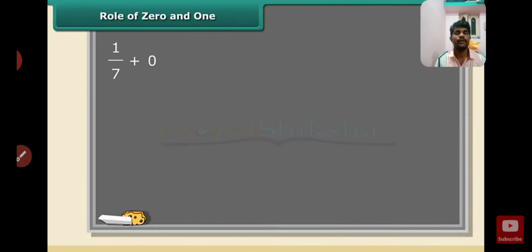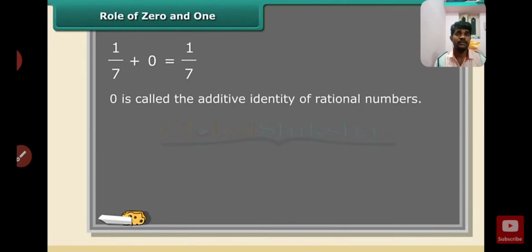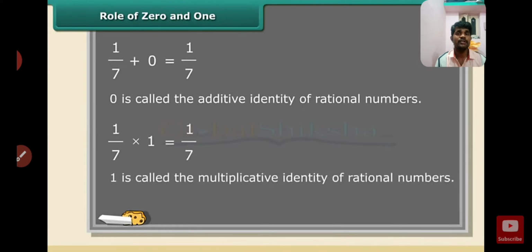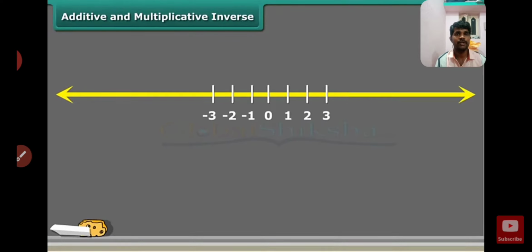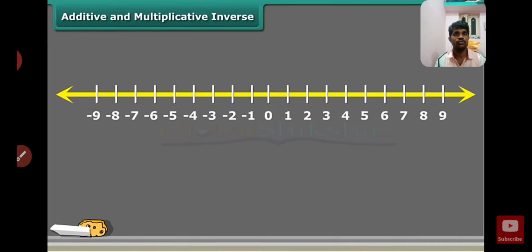Role of 0 and 1. 1 by 7 plus 0: how can we add rational numbers? 1 by 7 is the answer. 0 is the additive identity of rational numbers. If we add 0 to any number, we get only that number. 1 by 7 into 1 is also 1 by 7. Here 1 is called the multiplicative identity of rational numbers. These are 0, 1, 2, 3, 4, 5, 6, 7, 8, and 0, minus 1, minus 2, minus 3, minus 4.